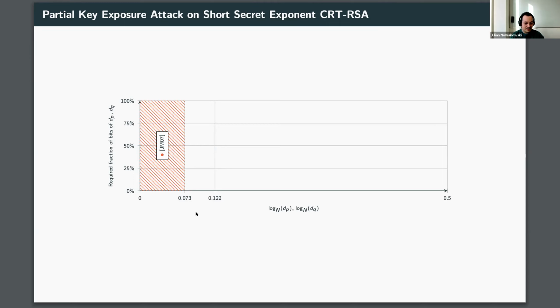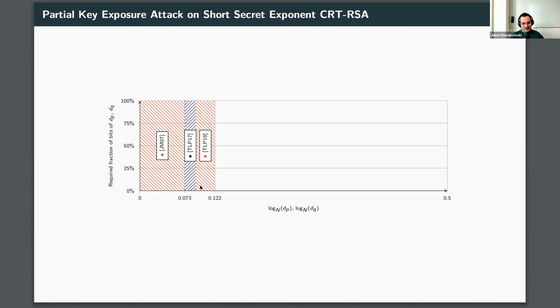Then for 10 years, this was the only thing that we knew, but quite recently, this has been improved by Takayasu, Liu, and Peng, first in 2017, and then shortly after again in 2019. And now we know that actually if you are below 0.122, then you don't have to know any bits at all. The reason that this took so long is that when compared to the attacks on RSA, these three attacks here are much more difficult.